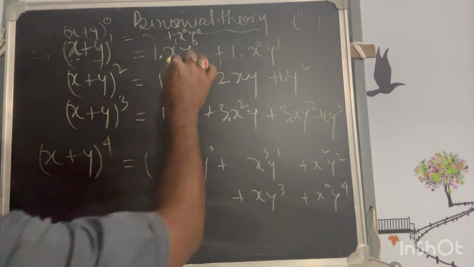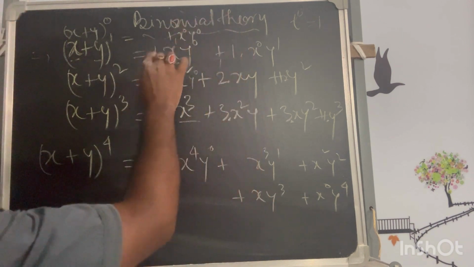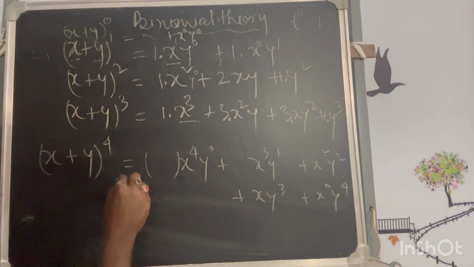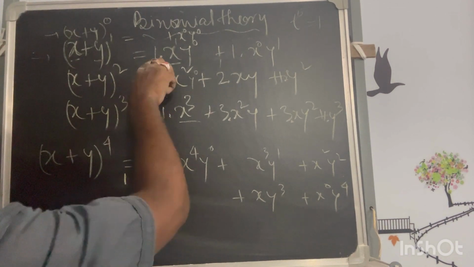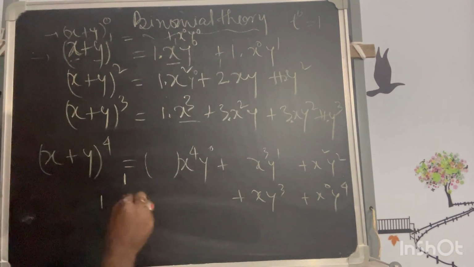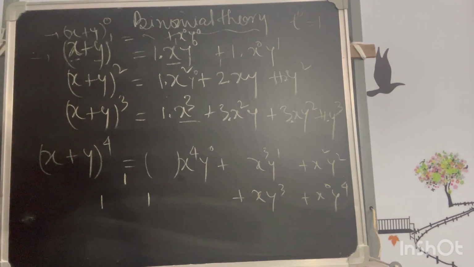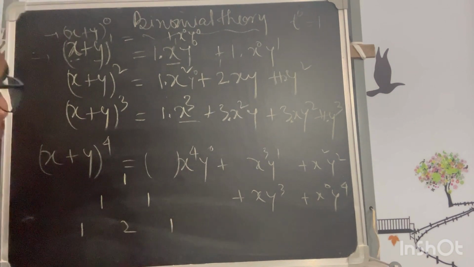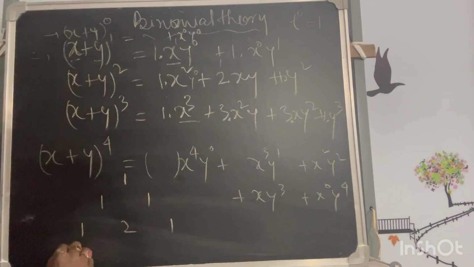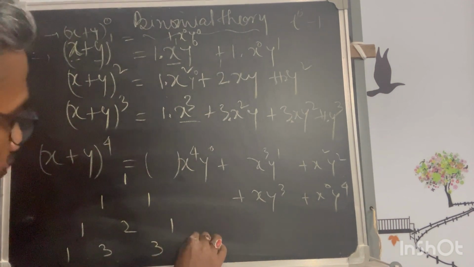Now if I concentrate on the coefficients only, for the first line the coefficient is only 1, for the second line the coefficients are 1 1, isn't it? For the third the coefficients are 1 2 1, for the fourth 1 3 3 1.